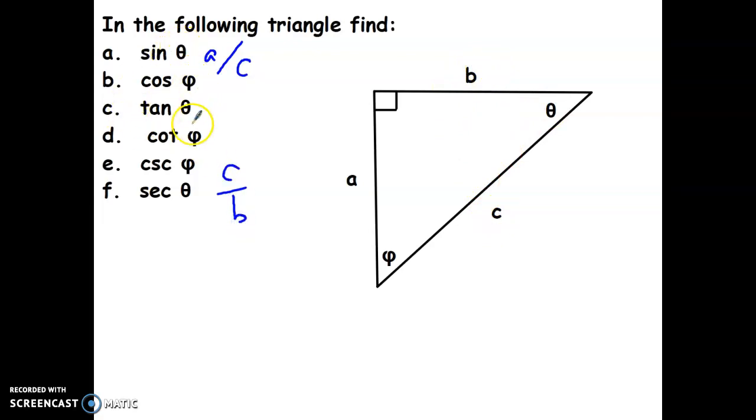Okay, for time's sake, I'm not going to do the other ones, but you could do any of those for either of the angles that we have. The important thing to know is that the ratio that you have is dependent upon the angle. So tangent of theta is not going to be the same as tangent of phi. They're going to be different from one another because you're basing it on the opposite and adjacent of that particular angle.